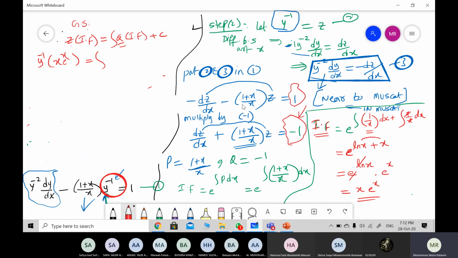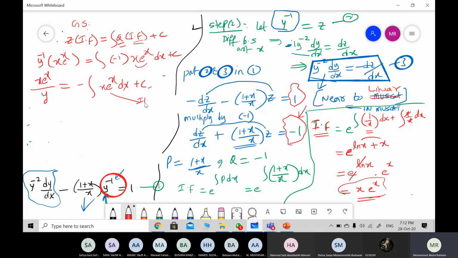If you see a problem here, it is not linear in z, it is near to linear. We'll take the last step, otherwise there is a problem, minus 1. IF, how much? Same. Now for the same, what will go down? This x e power x. This is a well-known, good integration. What is the method? The property.